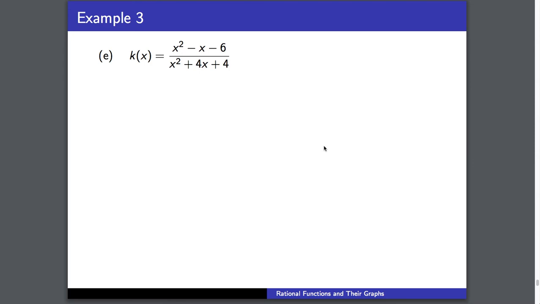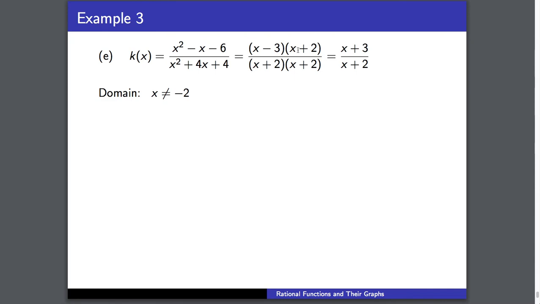All right, finally part E, we have k of x is x squared minus x minus 6 over x squared plus 4x plus 4. When we factor that, our denominator factors as x plus 2 times x plus 2. Numerator is still the same as it was before. So for our domain, there's only one value of x in the denominator that would cause us any problems, and that's negative 2.